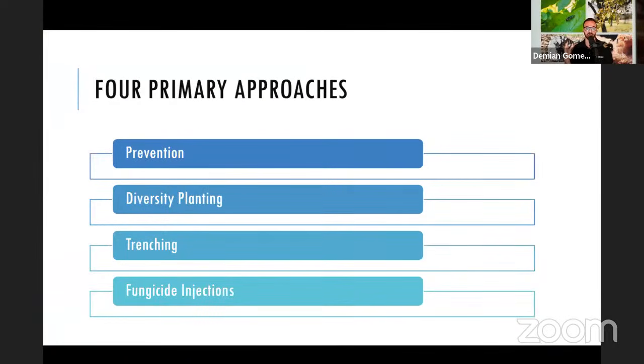So when we talk about management, we have 4 primary approaches. We have to focus on prevention. We have to talk about diversity planning. We're going to have to talk about trenching and also about fungicide injection. So let's talk a little bit about each one of these.